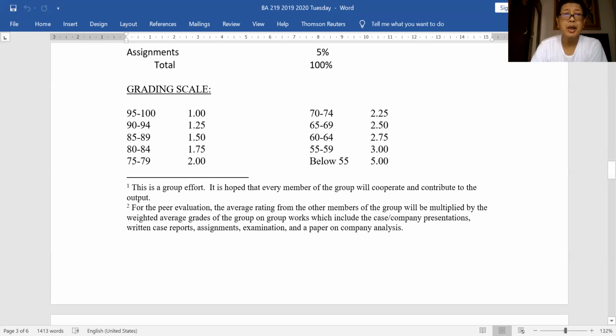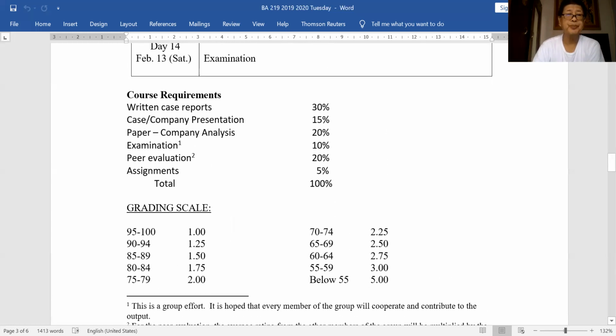All right. So let me just explain that to you. If, let's say, the average grade you've got is a general weighted average, because if you look at the requirements, there are different weights. So it's not a simple average. But let's just assume that your GWA for your group works is, let's say, 90%.